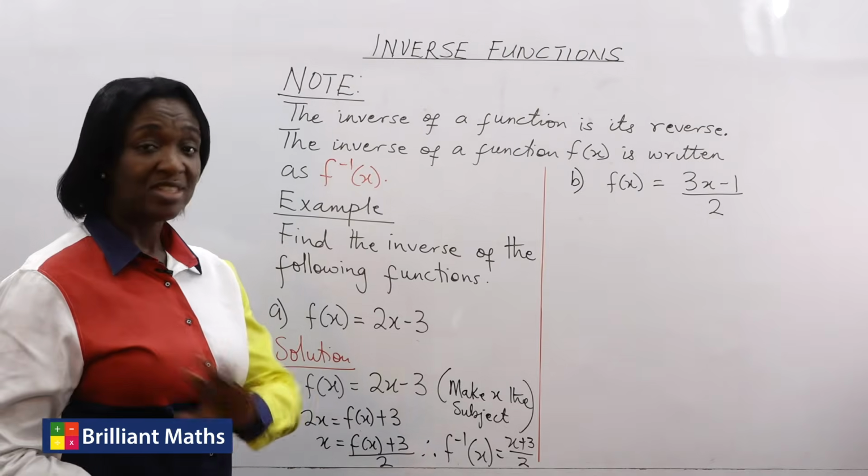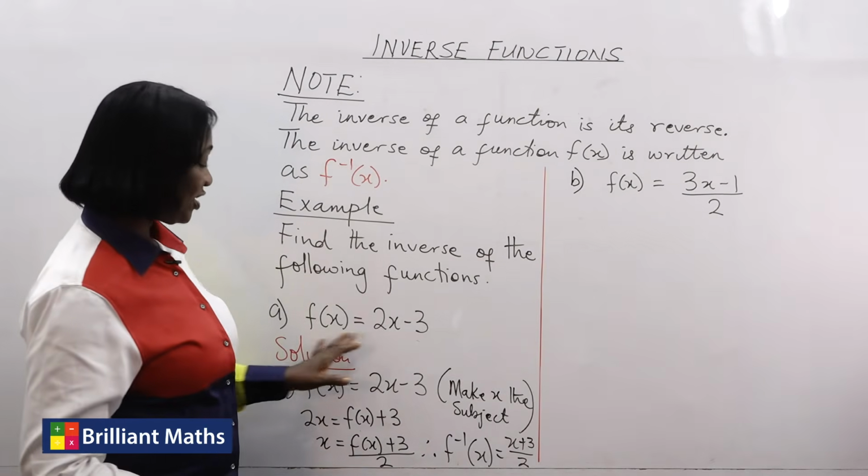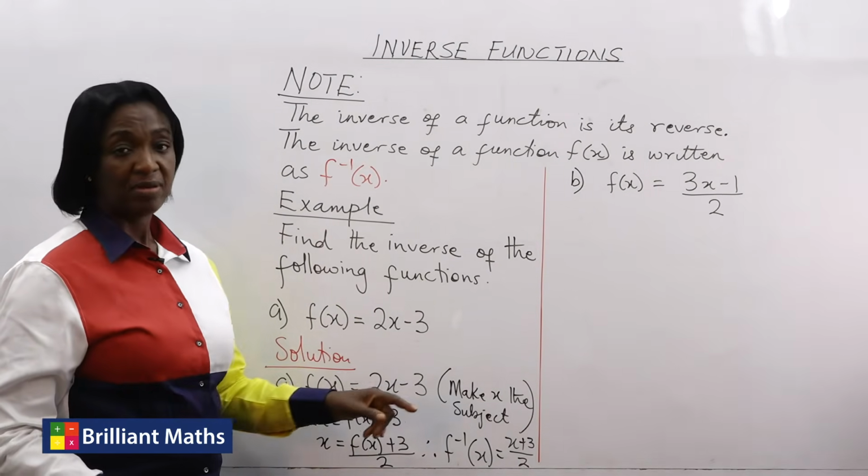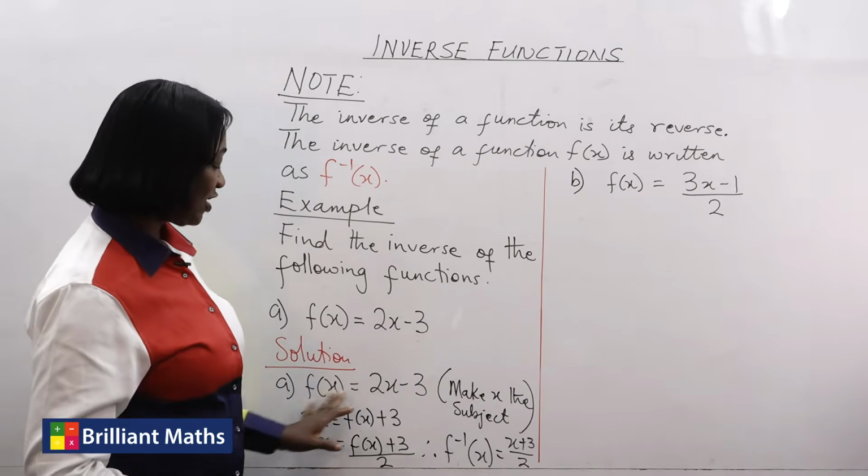It's very simple. So f of x is equal to 2x minus 3. So solution: f of x is 2x minus 3.